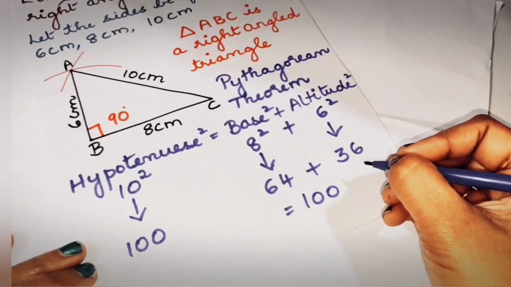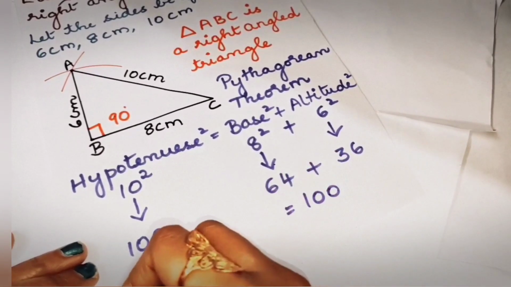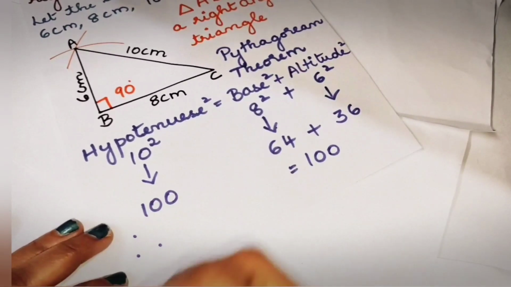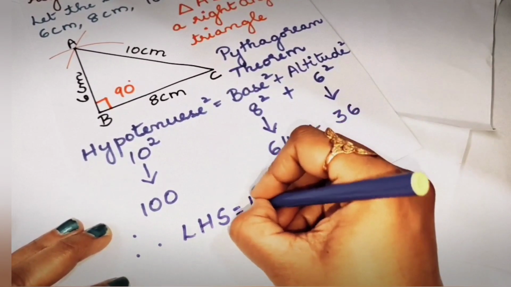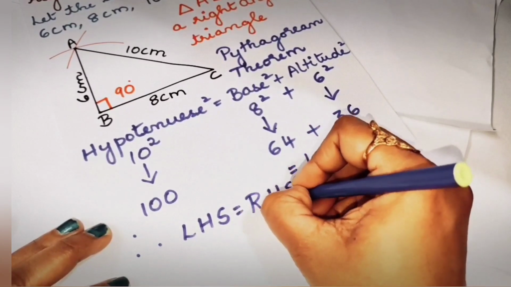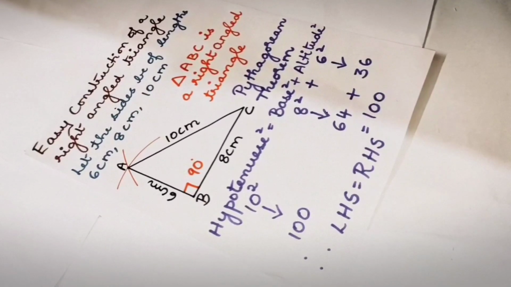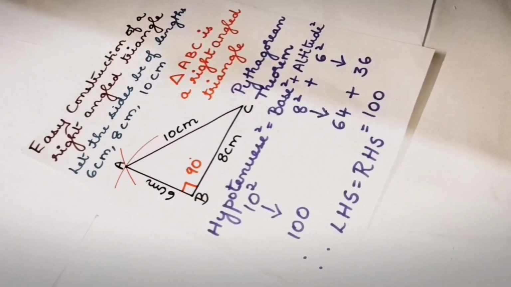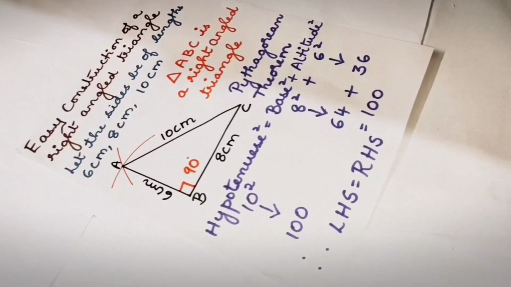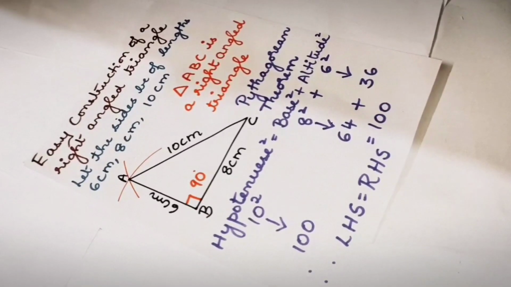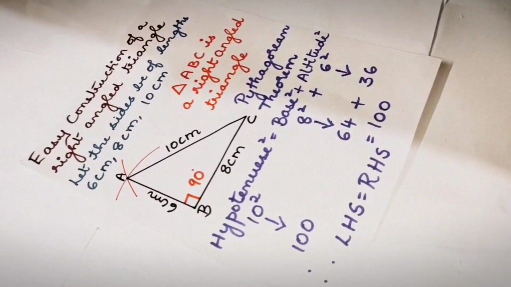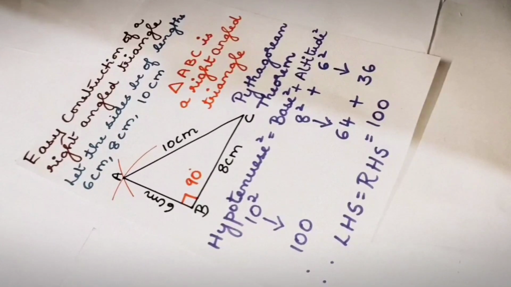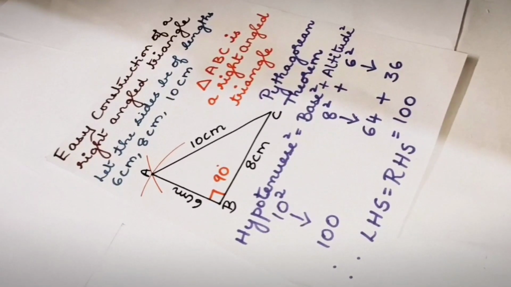So now we can see that both the LHS and the RHS have the same value 100. Hence, LHS is equal to RHS. Thus, the Pythagorean theorem is proved. Therefore, the triangle obtained with measurements of 6, 8 and 10 centimeters form a right angle triangle. Can you guess any other measurements for the sides to form a right angle triangle?